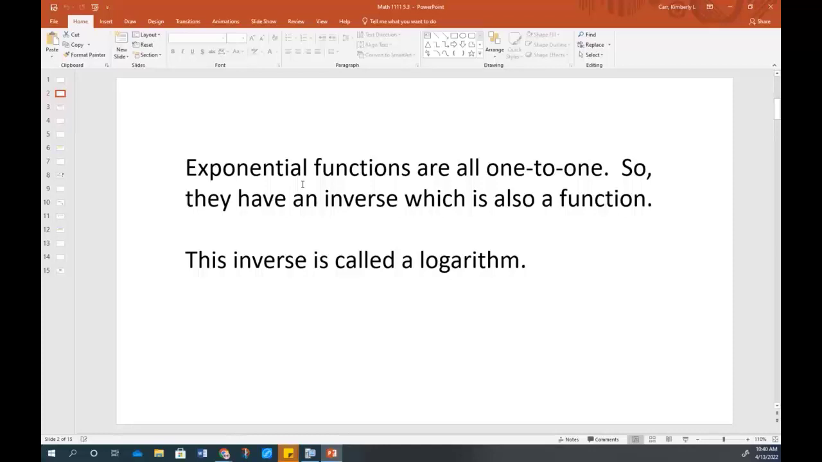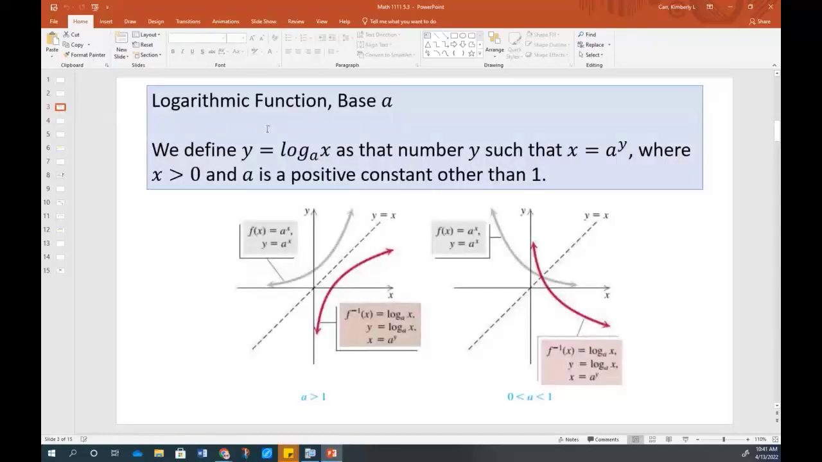The inverse of an exponential function is called a logarithm. And so we've got a new word to throw in there, and you just have to know that a logarithm is the inverse of an exponential function. There are different ways people go about remembering that, but this is the definition of a logarithm. The logarithm y equals log base a of x is the number y such that x would equal a to the y.